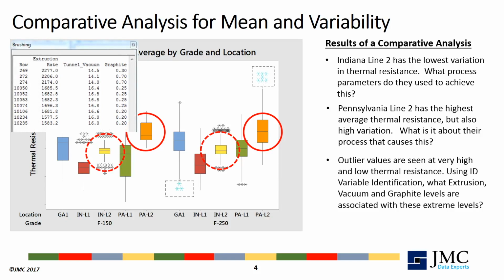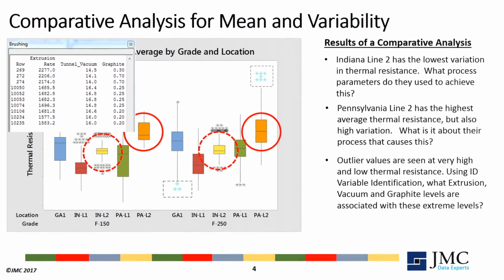Finally, outlier values, both high and low, were identified, and the extrusion, vacuum and graphite process settings associated with these outliers were found using variable identification.